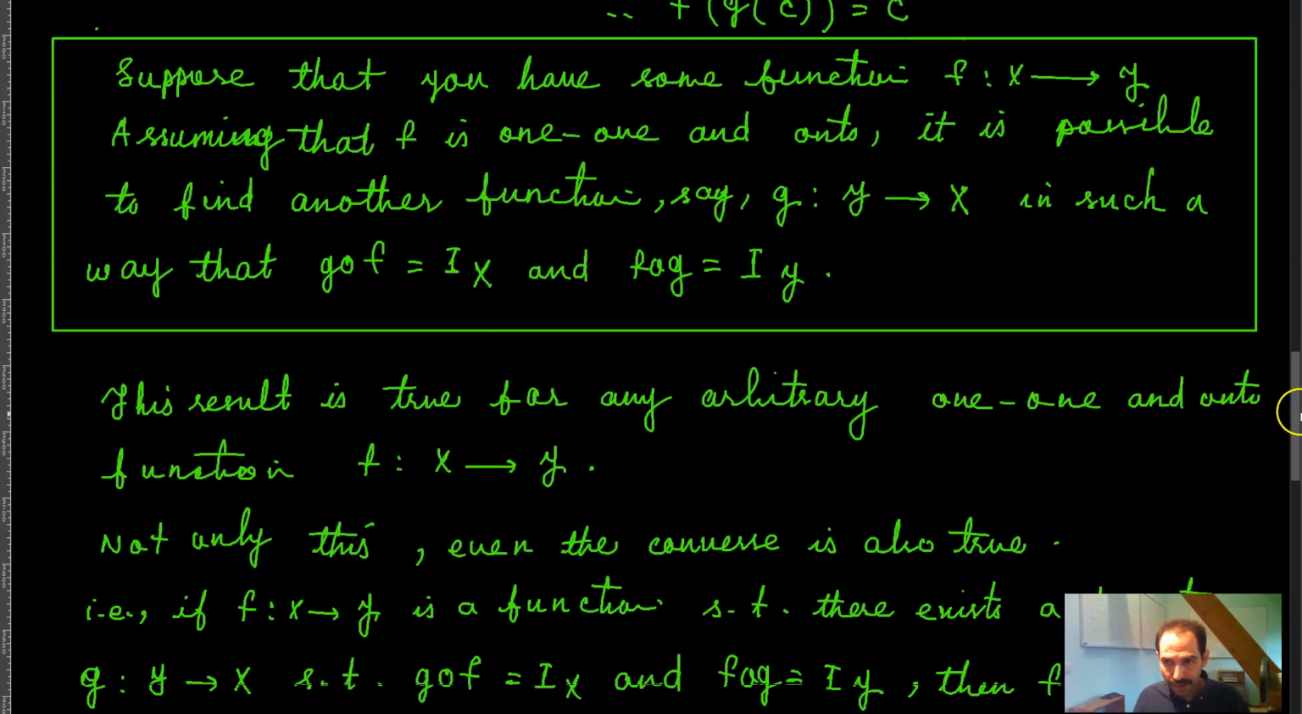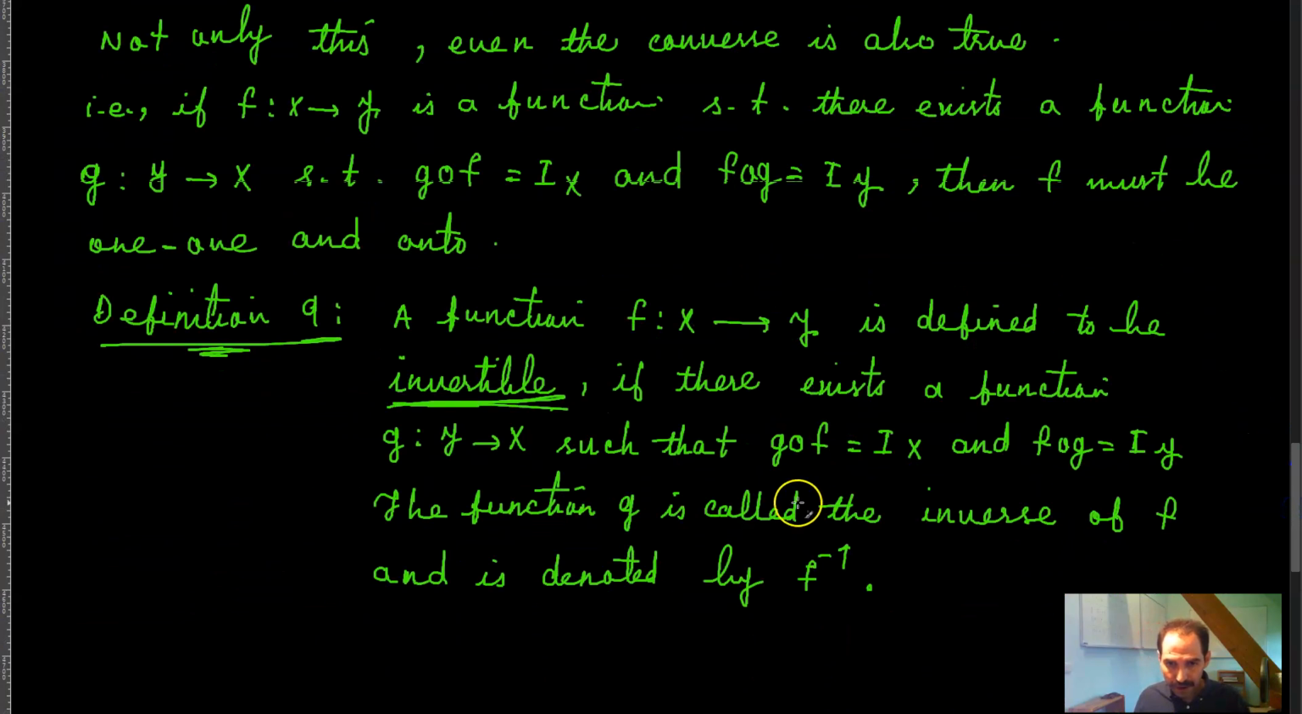So when you use this condition here, what that means is that now you have this function f from x to y. Now, if there exists a function g from y to x in such a way that g of f is equal to I of x and f of g is equal to I of y, then the function g is called the inverse of f, and then the function f is said to be invertible.